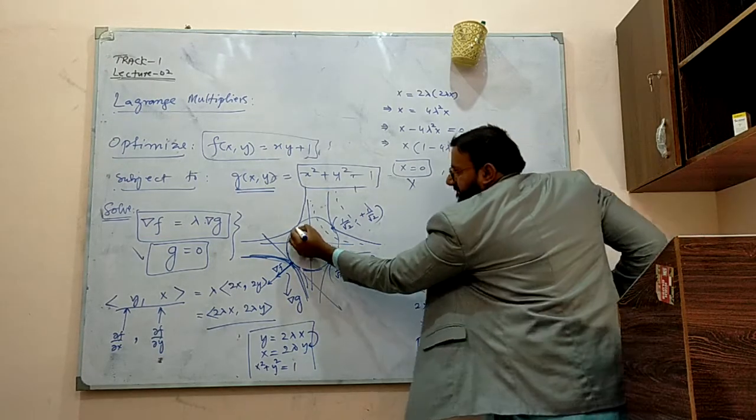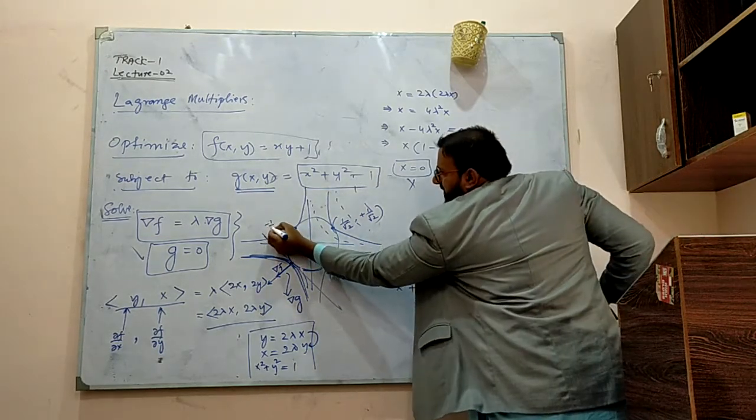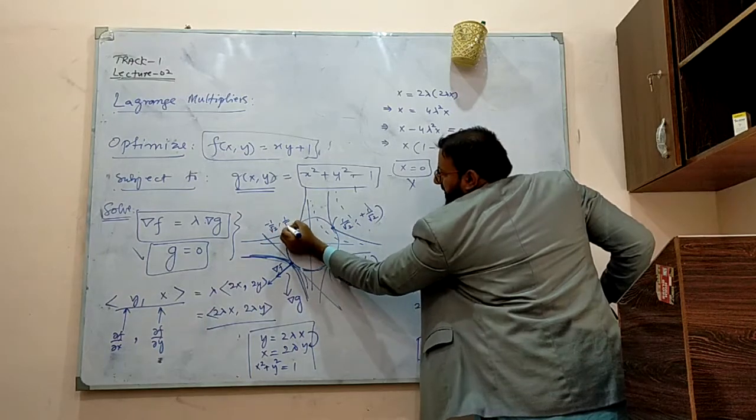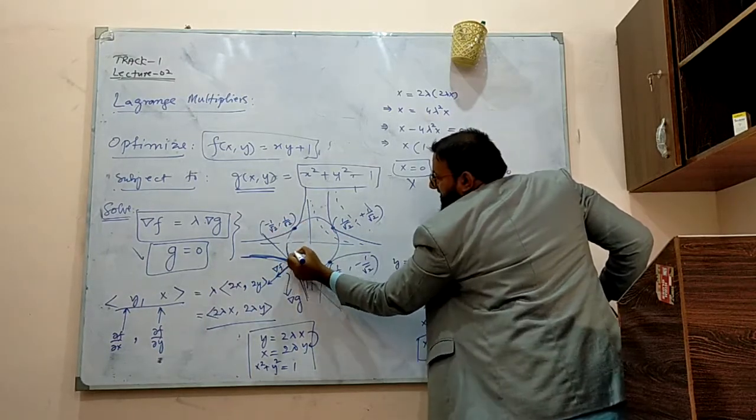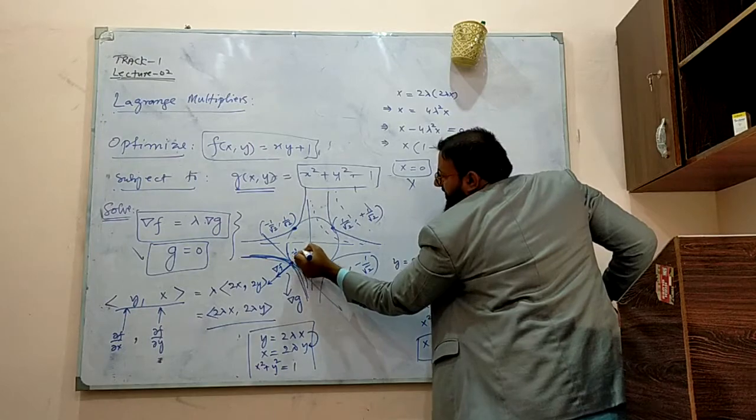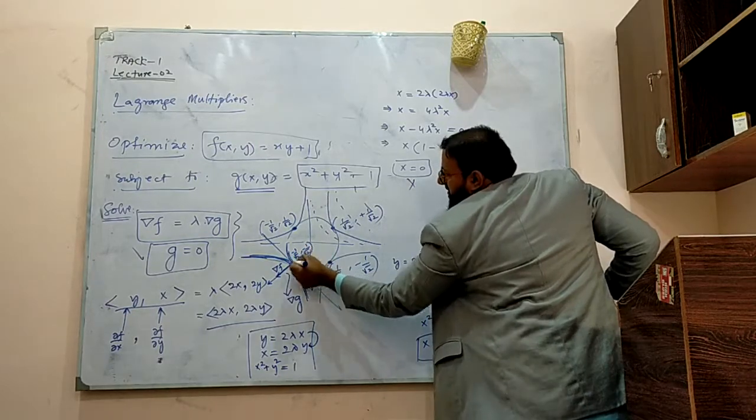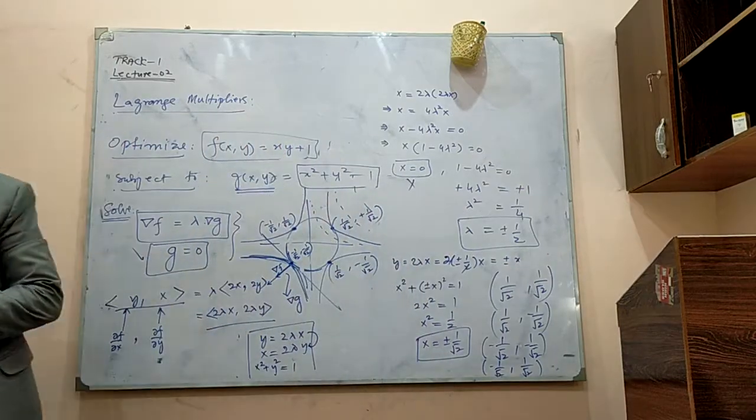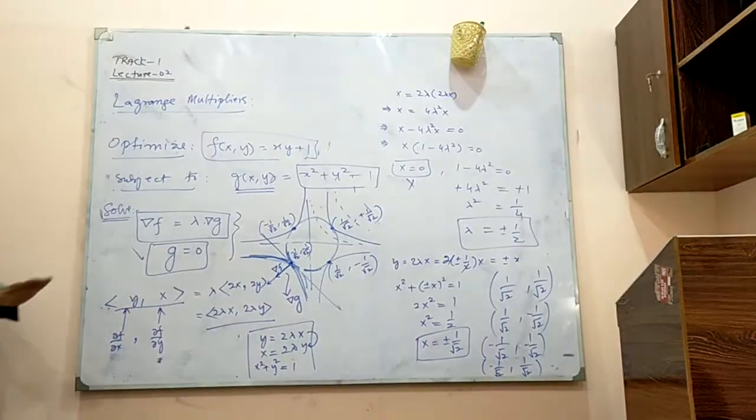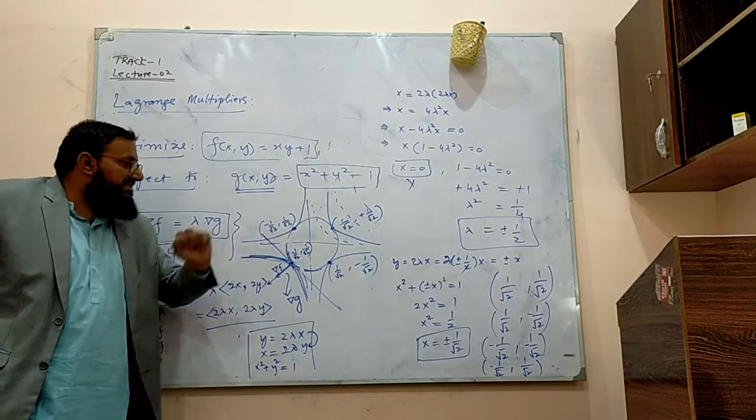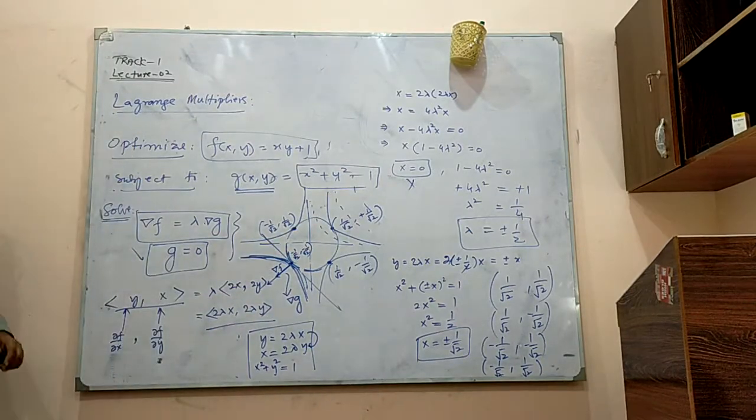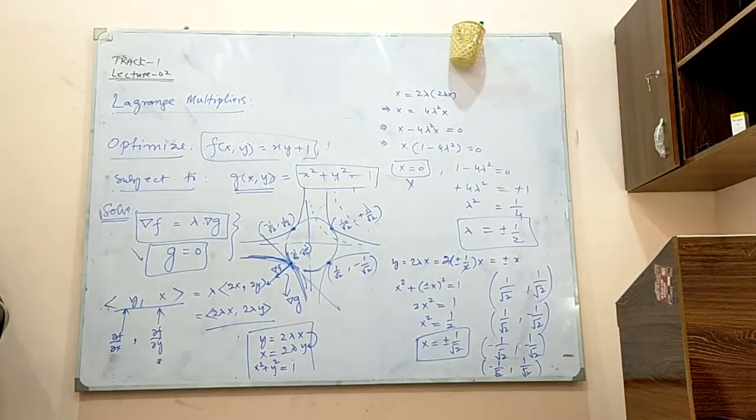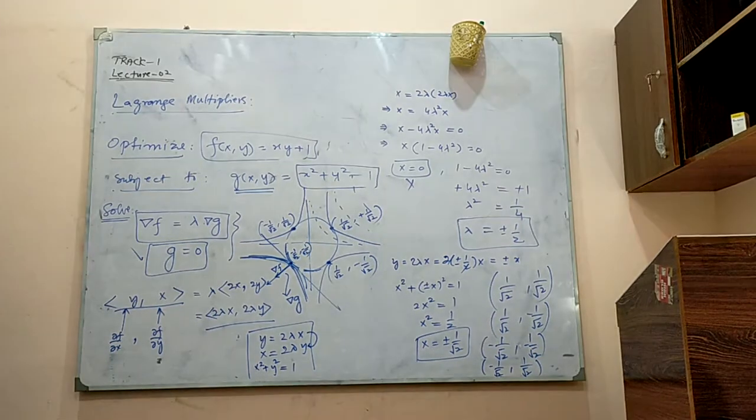Then you get this point: minus 1 upon square root of 2 with plus 1 upon square root of 2, and this point is minus 1 upon square root of 2 with minus 1 upon square root of 2. So you got 4 points after solving this. Now you have to check which one of these 4 points gives us the minimum value and which one gives us the maximum value.